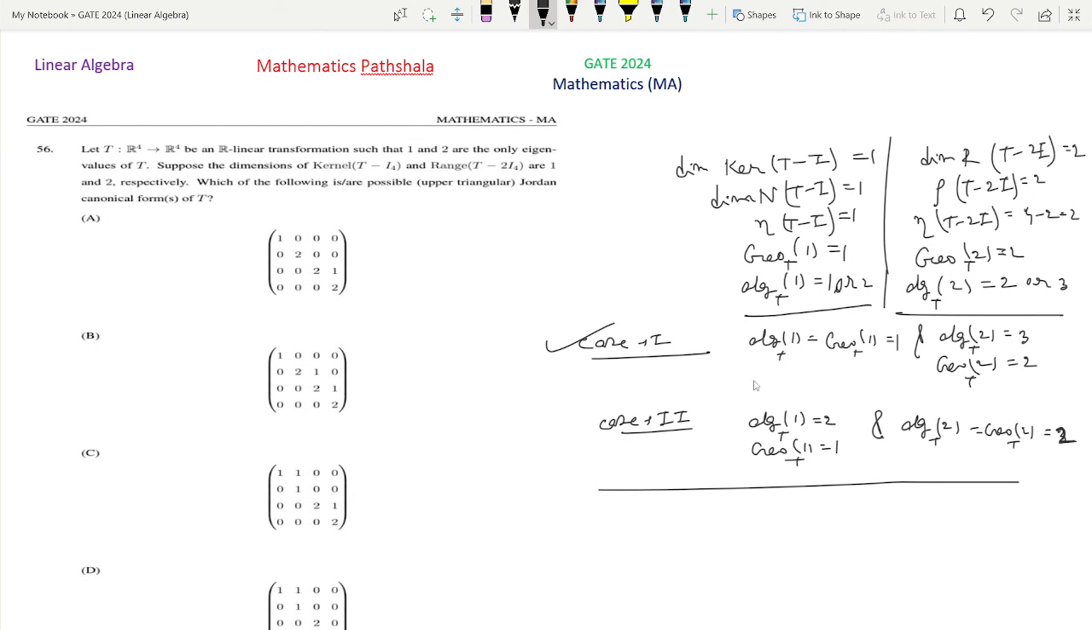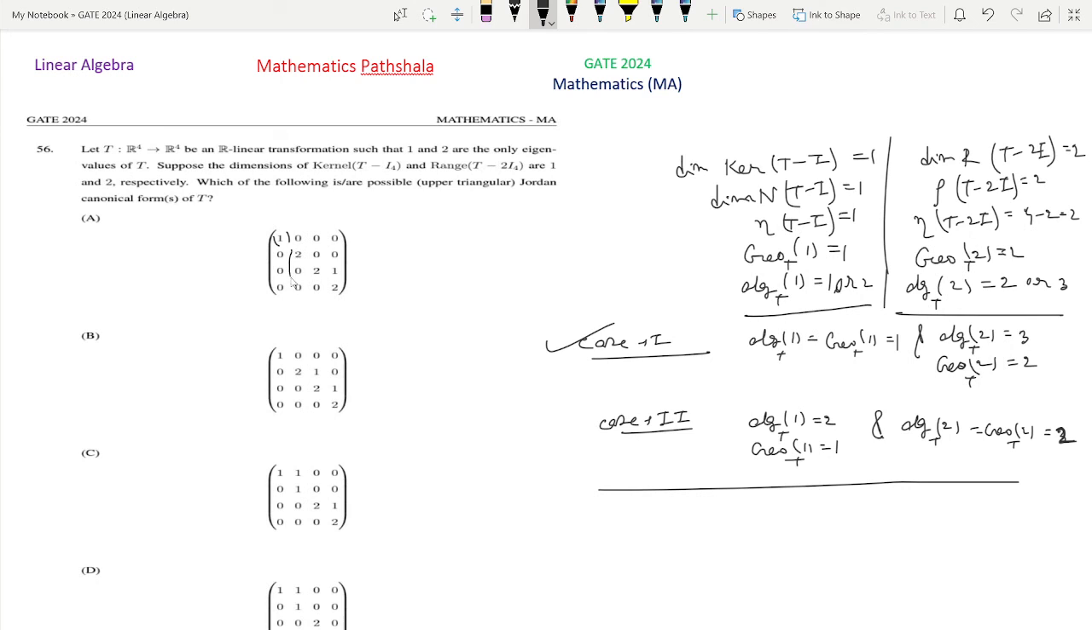Consider the first case. In this first case, the algebraic multiplicity of 1 is 1, so 1 appears once. The algebraic multiplicity of 2 is 3, so 2 appears 3 times, and the geometric multiplicity of 2 is 2, so there are 2 Jordan blocks corresponding to this eigenvalue 2. So for 1 it is okay, and there are 2 Jordan blocks corresponding to 2.